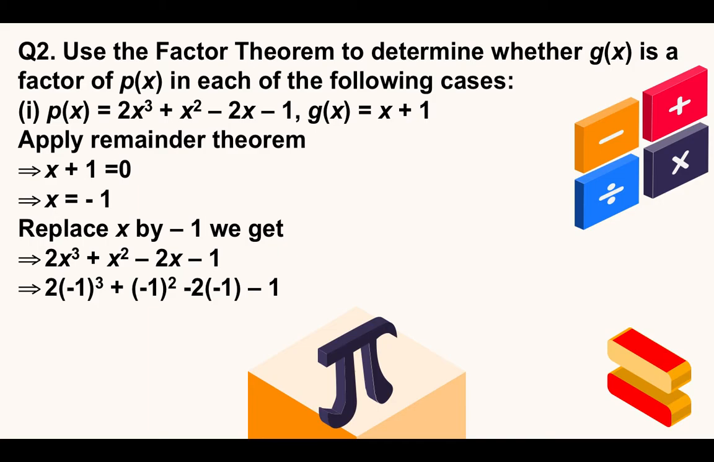So on solving this, I'll get the answer as 2 into minus 1, which is minus 2. Minus 1 whole square means 1 only. Minus 2 multiplied by minus 1 will give me plus 2, and minus 1. So the answer comes out to be 0. So the remainder is 0, therefore I can say that x plus 1 is a factor of the given polynomial, means g(x) is a factor of p(x).